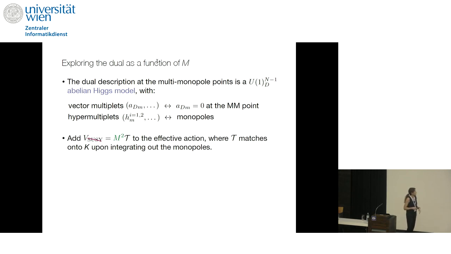So the effective field theory at these points is an abelian Higgs model with N-1 abelian gauge group factors, and it consists of N-1 abelian vector multiplets, whose scalars are identified with the A-dual periods of Seiberg-Witten theory, the ones that vanish at the multi-monopole points. And furthermore, N-1 electrically charged hypermultiplets that are fundamentals of the SU(2)_R symmetry and correspond to our light monopoles in the theory.